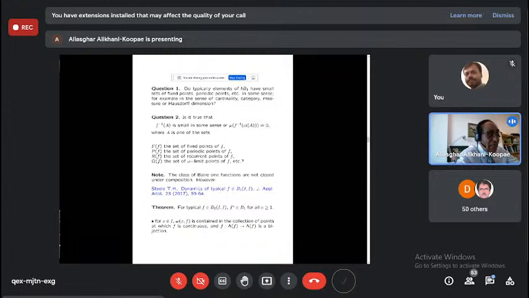He also showed that if x is in I, the omega limit set of x under f is contained in the collection of points at which f is continuous. And f from the omega limit set of f to the omega limit set of f is a bijection, that is, one-to-one and onto.